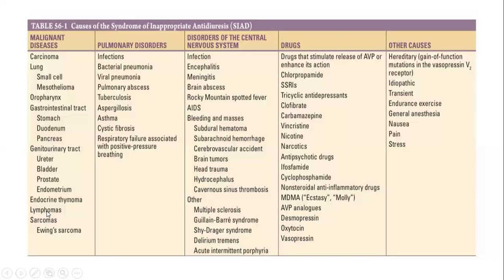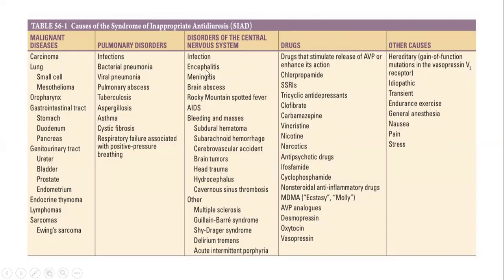So, as I told, one of the causes of hyponatremia is SIADH. These are all causes of SIADH, which can be malignant diseases and pulmonary disorders, disorders of the central nervous system, can be drug induced, and also other causes. Malignant diseases like small cell lung carcinoma and GI malignancies can present as SIADH. Sometimes infections, pneumonia, viral pneumonia, tuberculosis. These can present like SIADH, even cystic fibrosis.